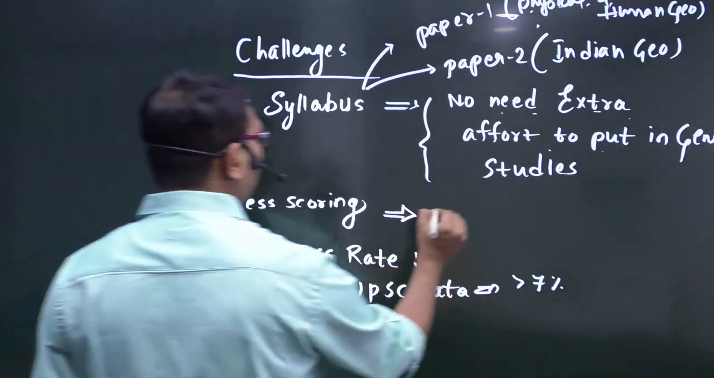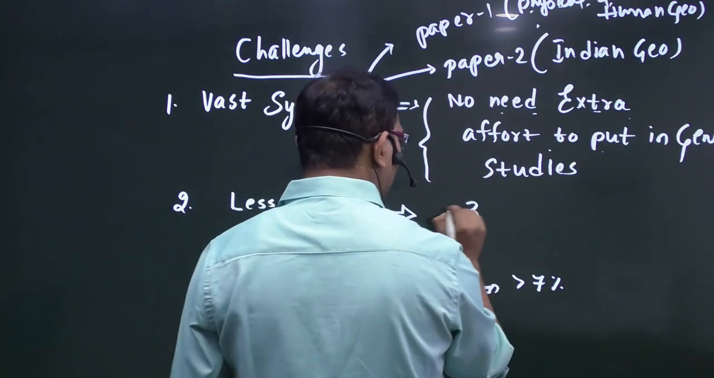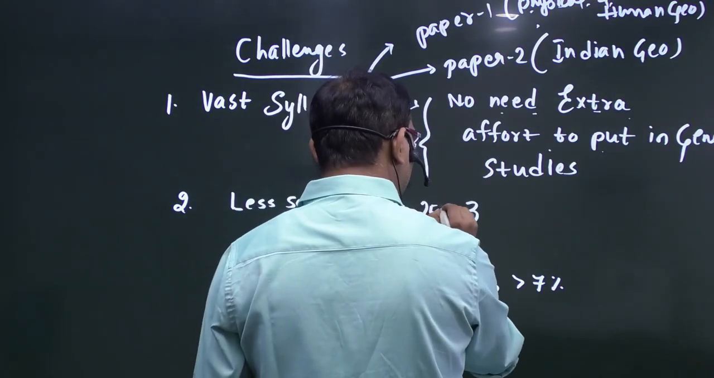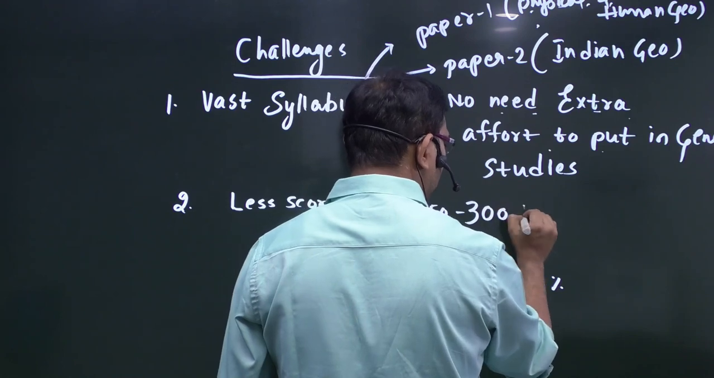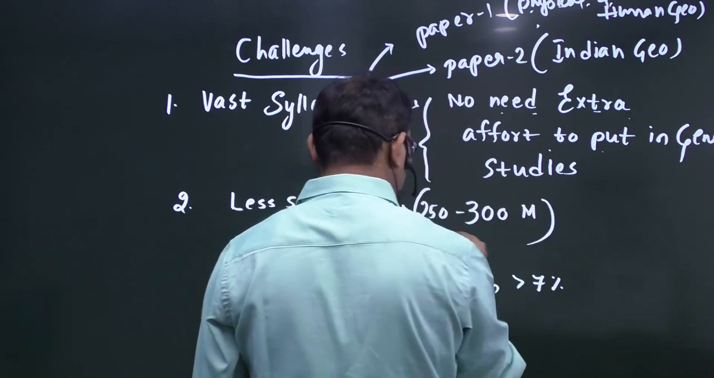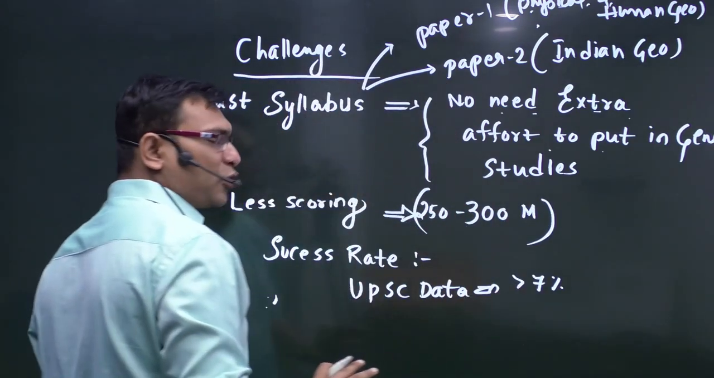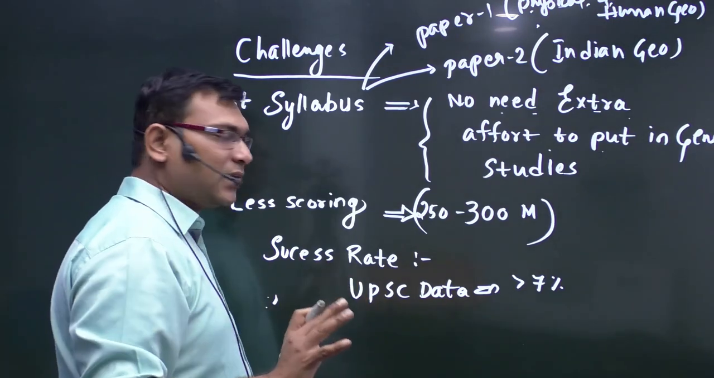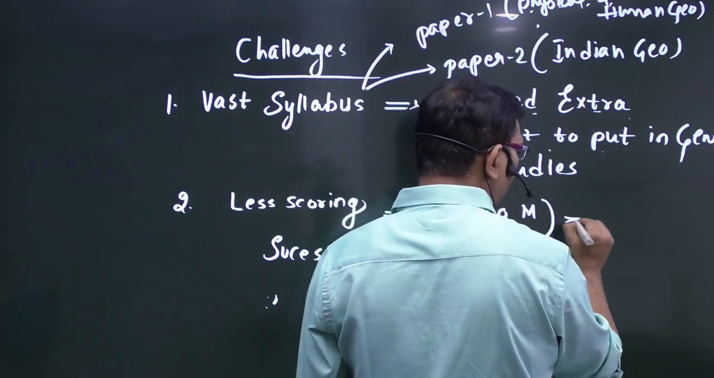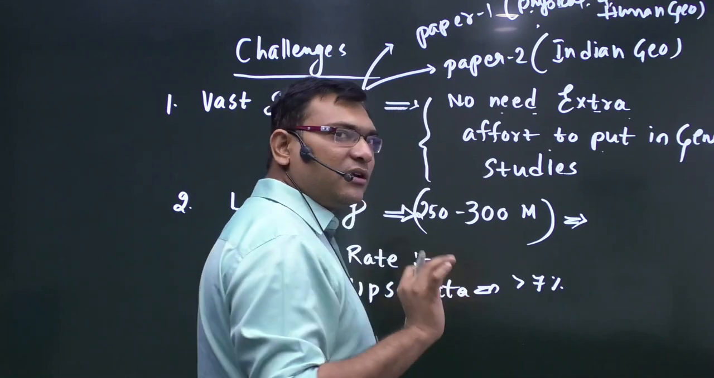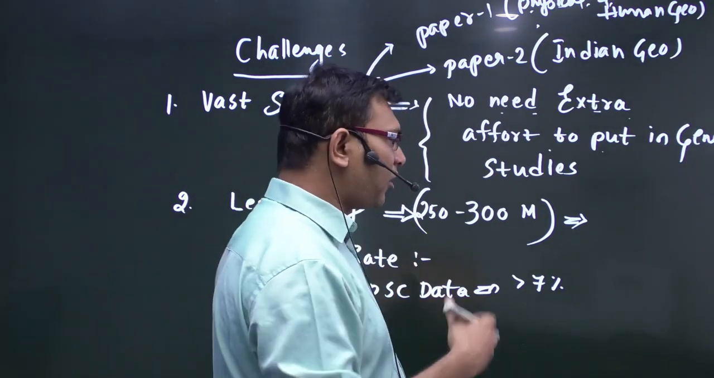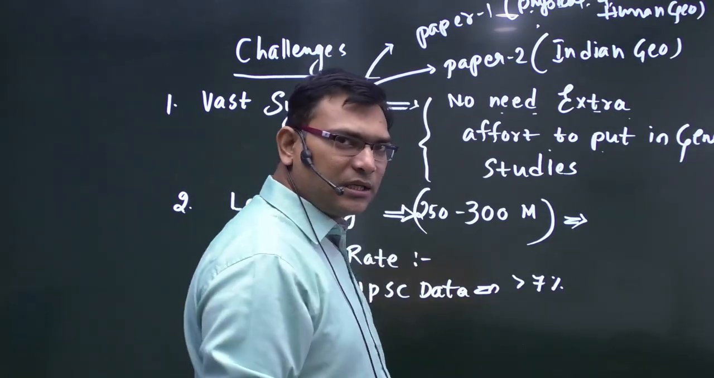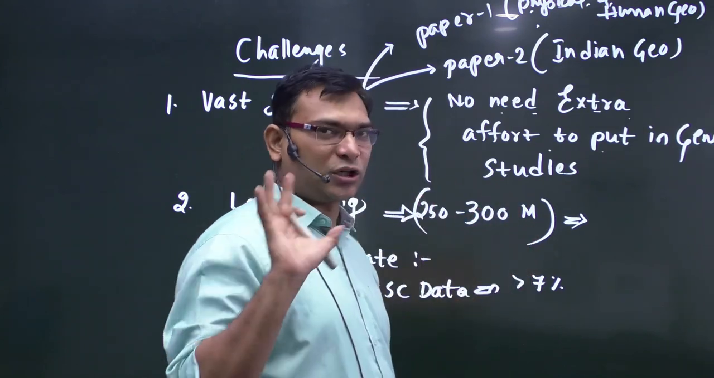If you get around 250 to 300 marks in the optional, that is a great score. You have done very, very well. And also, if you are scoring almost 40 to 50% in your GS also, then your selection is sure shot.